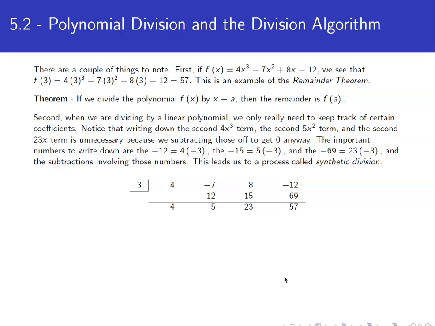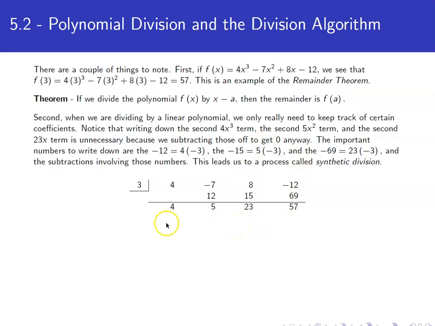So this is a process that we refer to as synthetic division. So here's how synthetic division works. We're dividing by x minus 3 in that example, so I put a 3 up in the upper left-hand corner here. Across the top, we put in the coefficients for the polynomial that we're dividing into. And make sure we put in zeros if there are any terms that are missing. So in this case, we had 4x cubed minus 7x squared plus 8x minus 12.